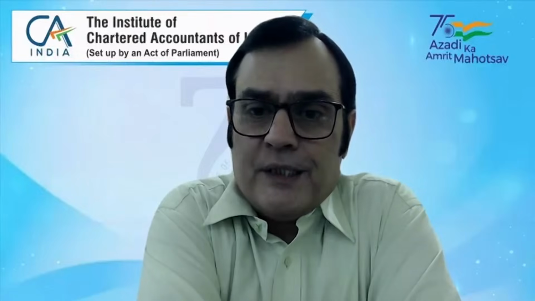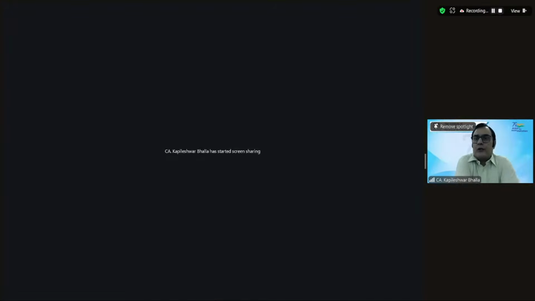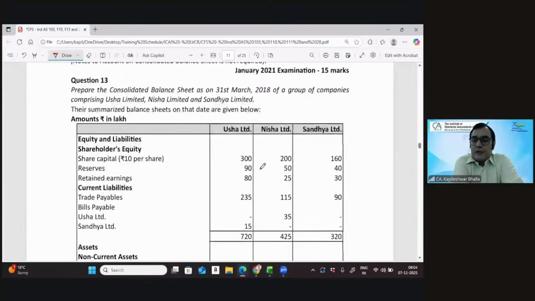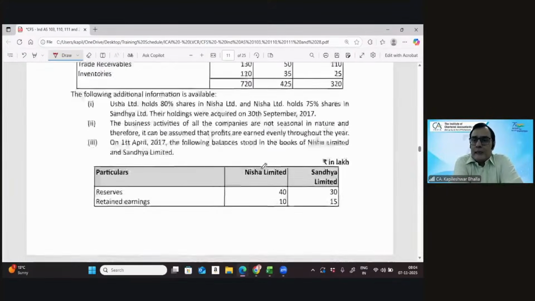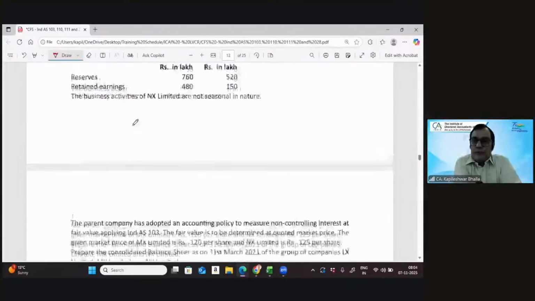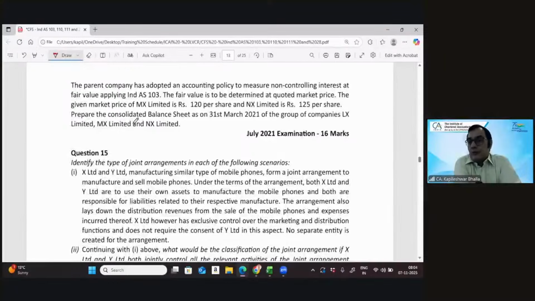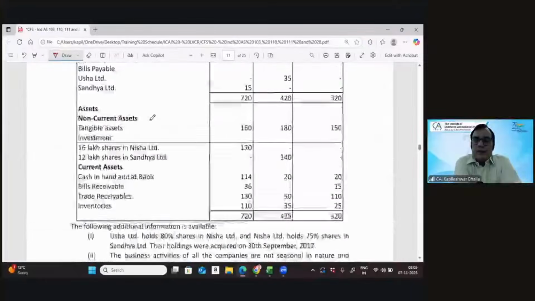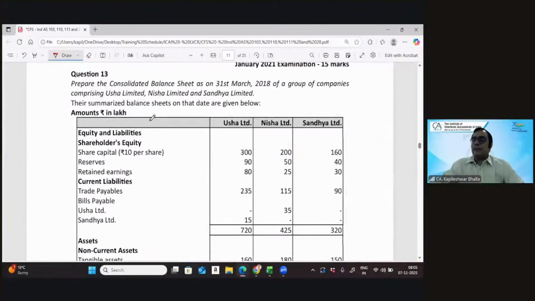Now let's go further. Let's now go to the question on a chain holding. This question number 13 is also an examination question. It came in November 2018, and that was for 16 marks. A similar question, number 14, also came in the exams, in July 21, for 16 marks. Almost quite a similar question indeed. So we're going to do question number 13 with you. Let's have a read of the inputs in this question.